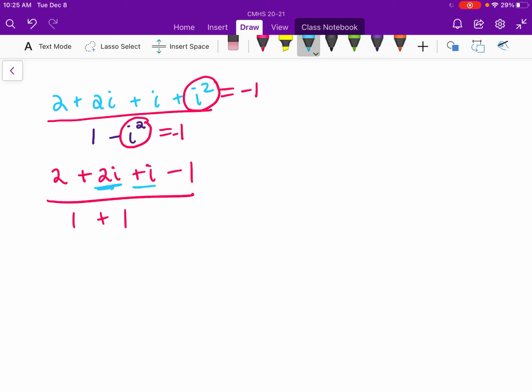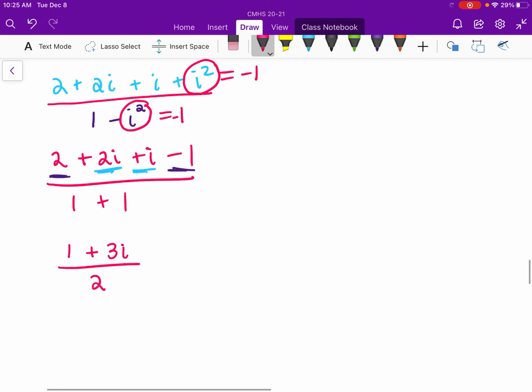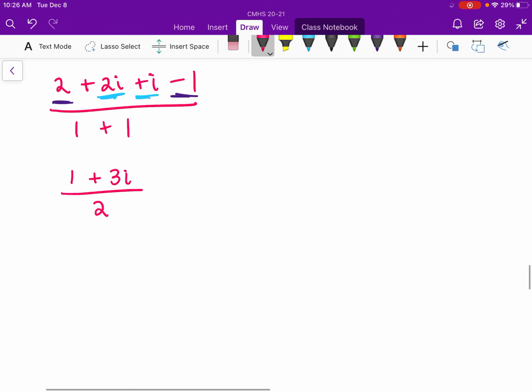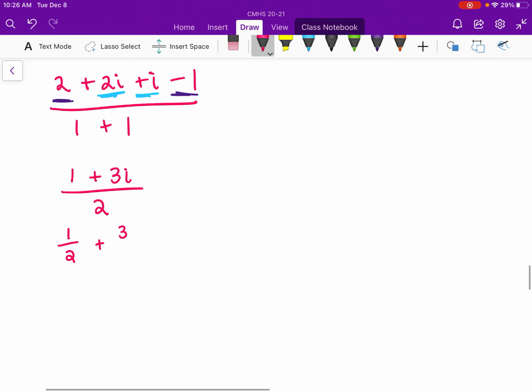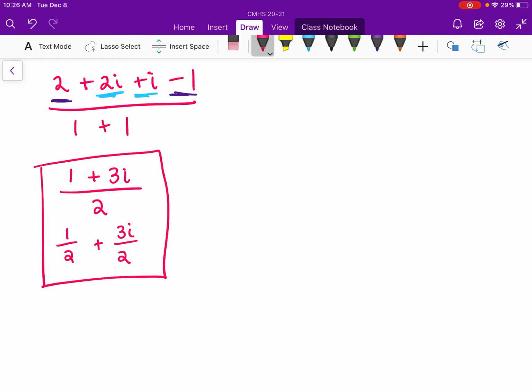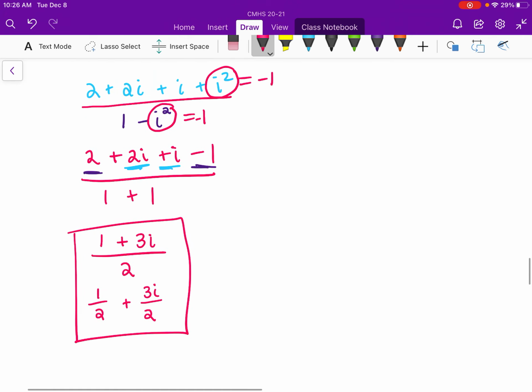And we combine like terms. On the top, we have two i's and two constant terms. So we combine those. 2 minus 1 is 1. And the i's, 2i plus 1i equals 3i. And on the bottom, 1 plus 1 is 2. Here, we can either keep it like that or we can split it up. So if you wanted to split it up, it would be 1 over 2 and 3i over 2. All I did was take the 2 to the left and take the 2 to the right. So either of those two answers are correct.